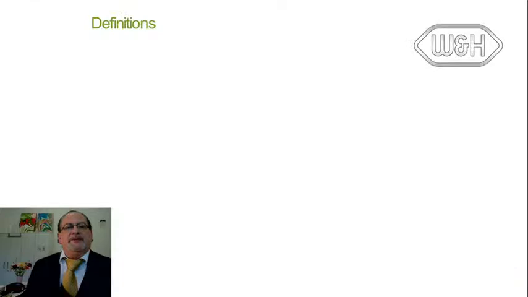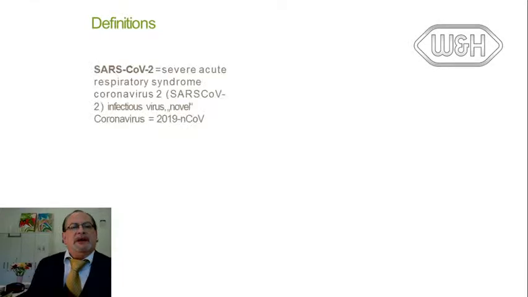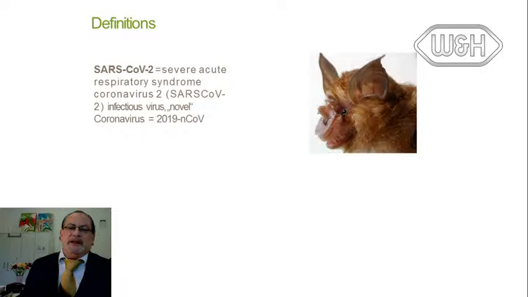First, let's come to the definition. SARS-CoV-2 is an abbreviation for the severe acute respiratory syndrome coronavirus 2. And it is a very infectious novel coronavirus. That's why it was called in the beginning 2019-nCoV. And this is the animal that has transmitted the virus to the humans. That's why we call it a zoonotic virus. It's the so-called horseshoe bat or Rhinolophus sinicus.